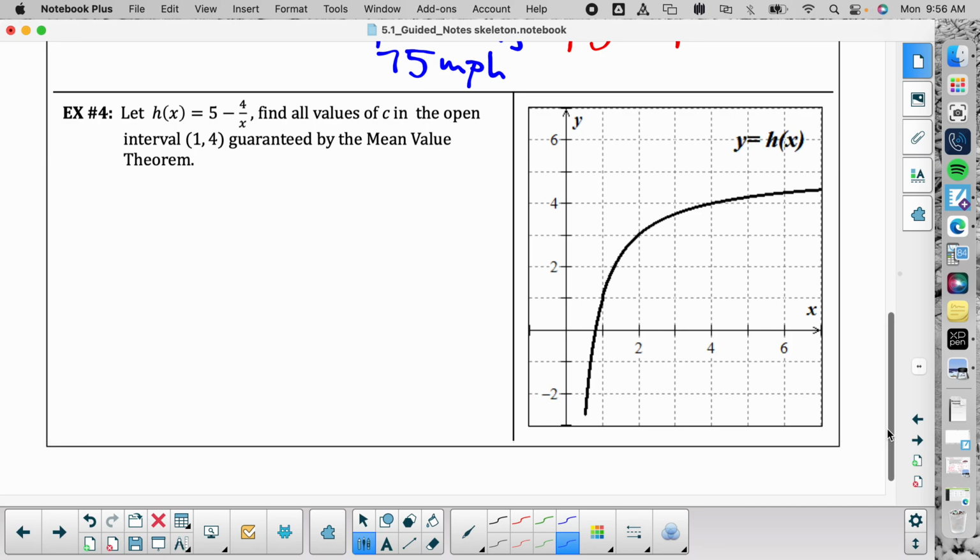Okay, we have 5 minus 4 over x. Find all values of c in the open interval 1 to 4 guaranteed by the mean value theorem.